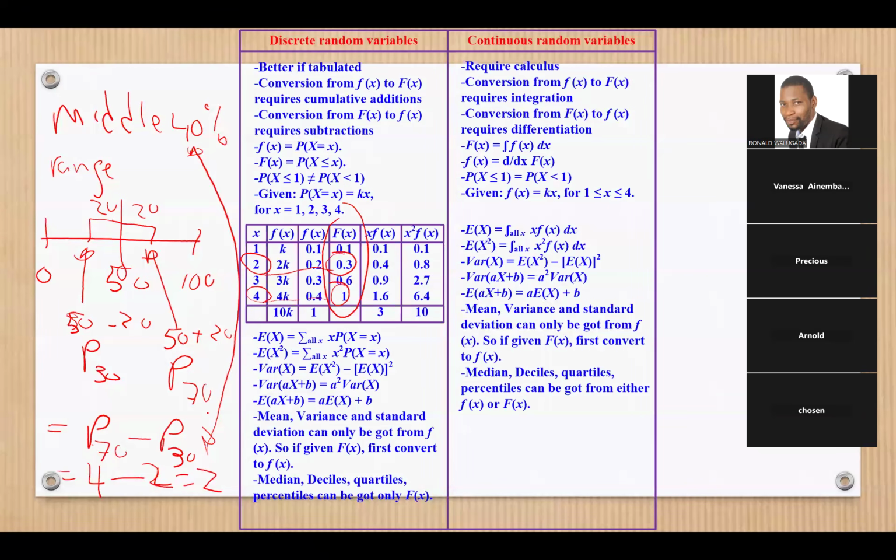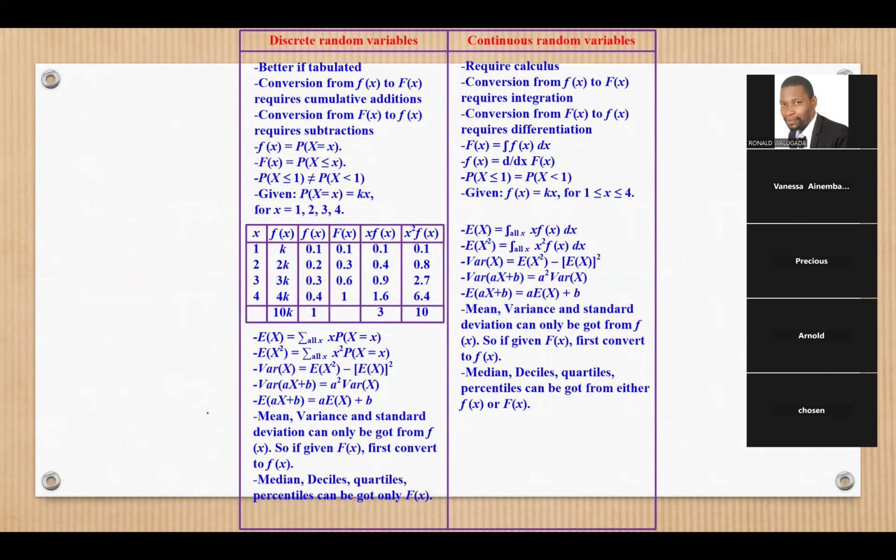In discrete. Okay, is it better now? Yes, sir. Thank you. Okay, now we can go to continuous.